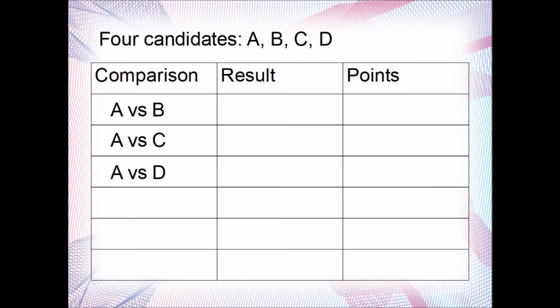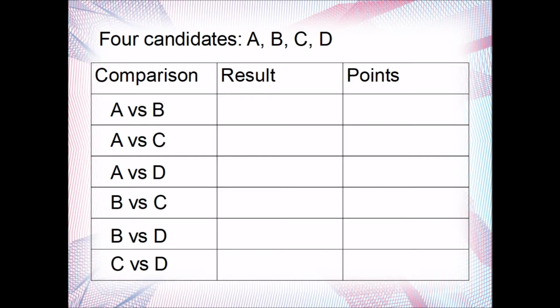So let's move on to candidate B. I have to do B versus A, but if you notice, I've kind of already done that when I did A versus B, so there's no reason to do it again. But I do need to compare B and C and B and D. And now I've compared candidate B with everyone else, so let's move on to looking at candidate C. I've already done candidate C and A, and I've already done C and B, so all that I need to do now is C and D. And this is all the comparisons.